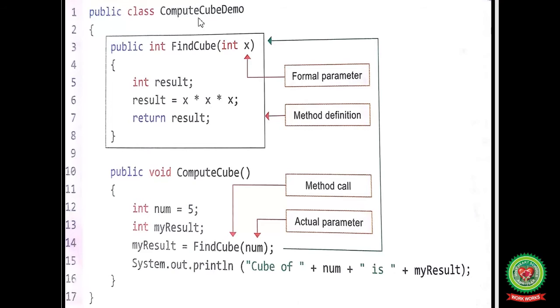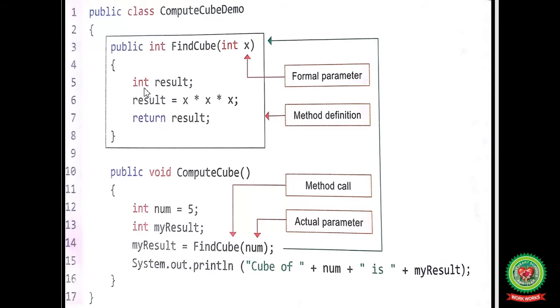Here my class name is ComputeCubeDemo. This is a function from line number 3 to line number 8. Public int findCube(int x). Students, findCube is the name of the function, that is, the function name. int x is the list of parameters. This int is the return type of the function.